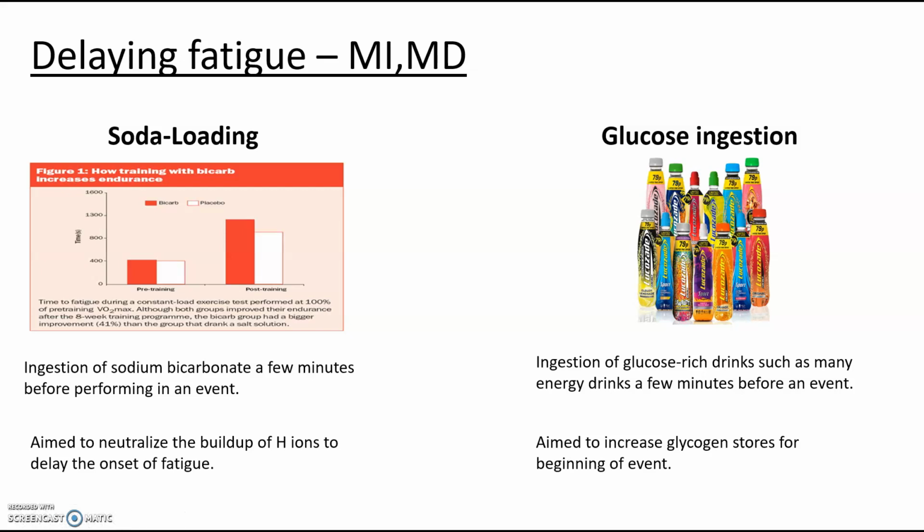Another way to delay fatigue is by glucose ingestion, and this is done mainly in intervals of high intensity, where ingesting a glucose-rich drink, such as many energy drinks, would mean that they would be able to begin the next interval with a high glucose level, as their levels of glucose would be depleted from the previous amount of high intensity work, meaning that they can maintain their high intensity throughout different intervals.